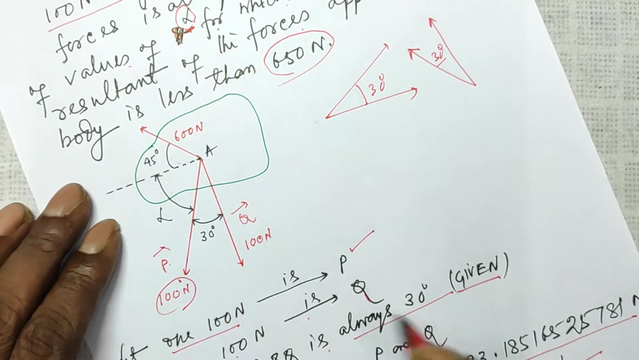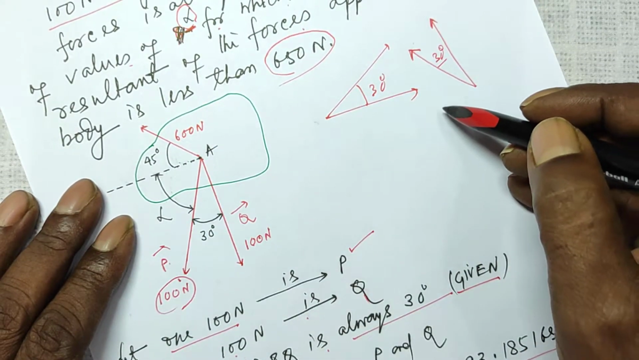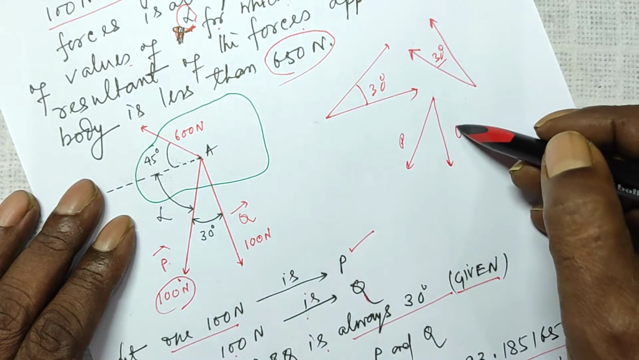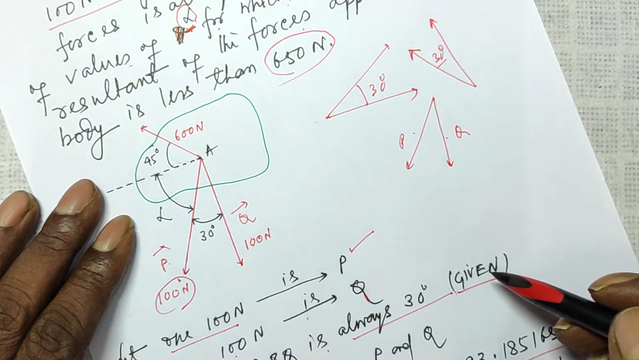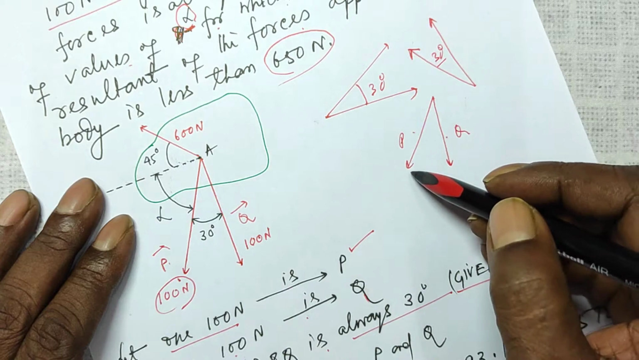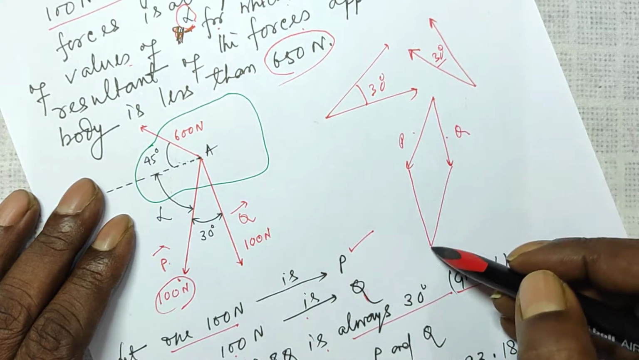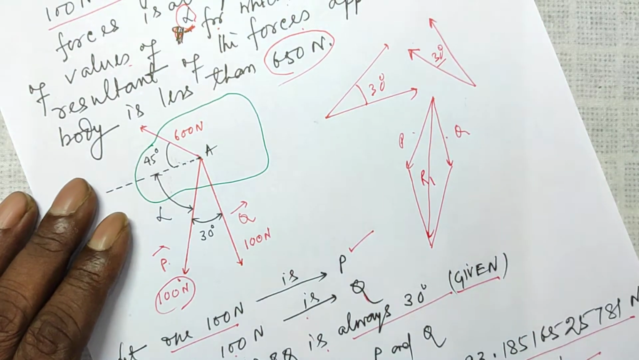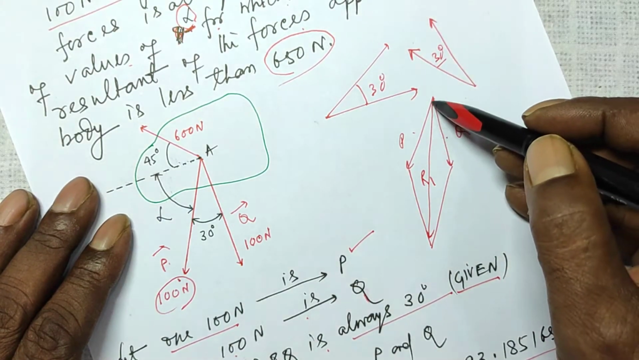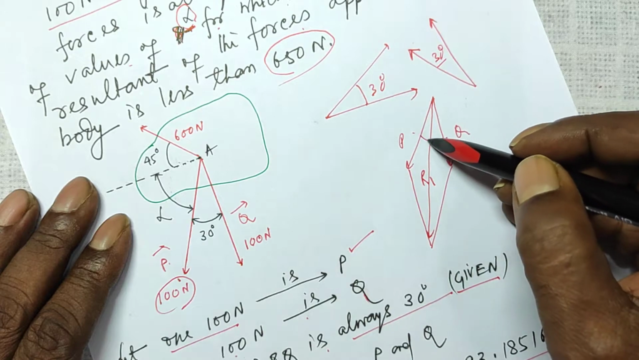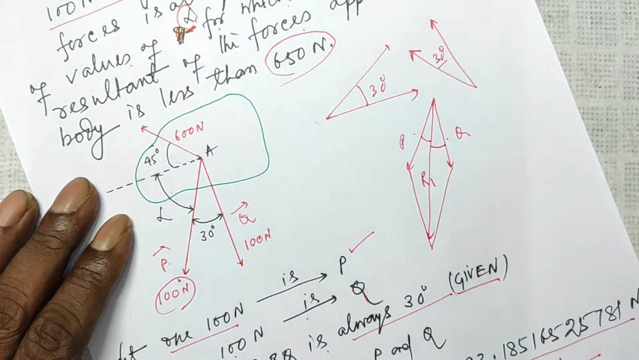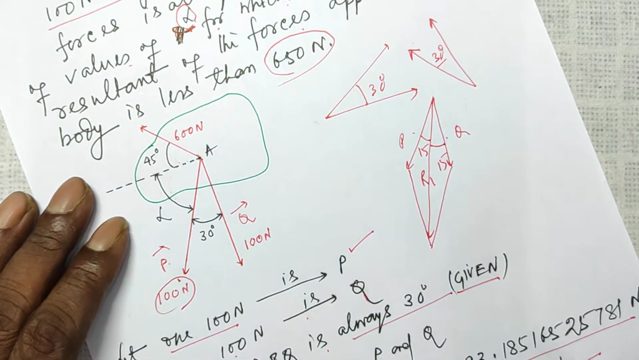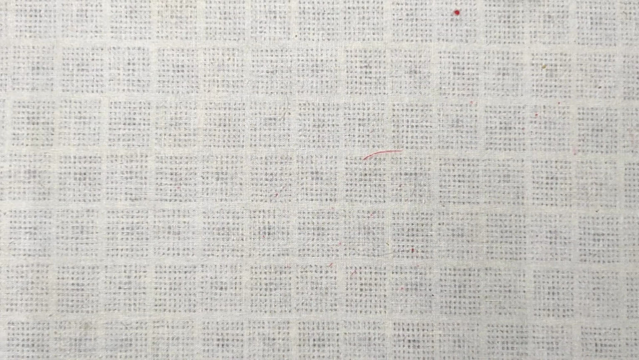Now, how do you find the resultant of P and Q? You consider P, you consider Q, and taking these two as the two adjacent sides of a parallelogram, if you construct a parallelogram, this diagonal will be your resultant. That I have taken as R. Now, since P and Q both are equal, this angle will equal this angle. Means this will be 15 and this will be 15. I am going to discuss that on the next page.